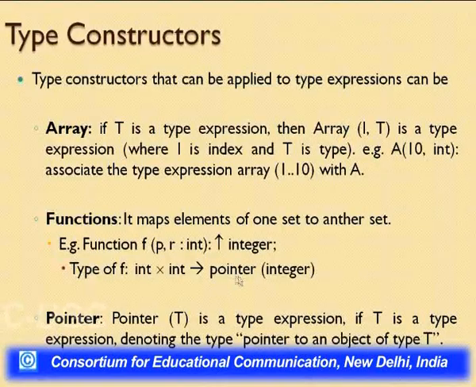This is a function f, and this f is actually having a type of function where two integers are being passed on, and the return is a pointer type, that too of an integer type pointer.